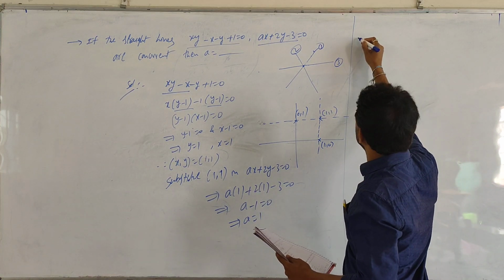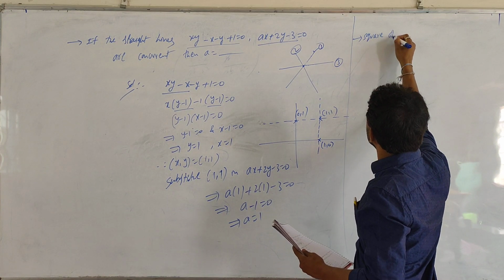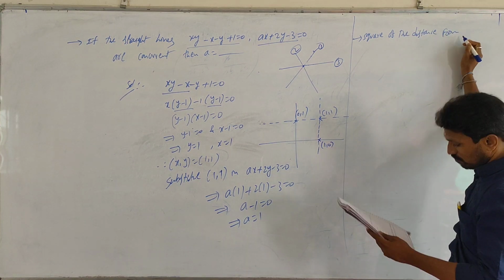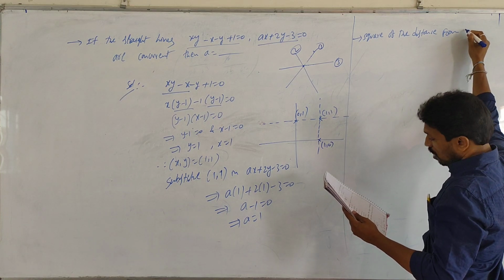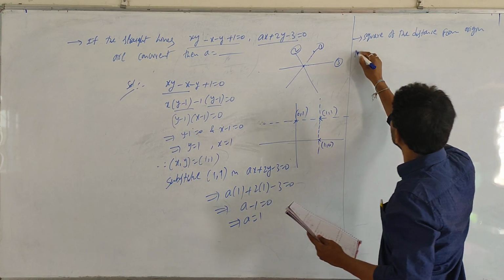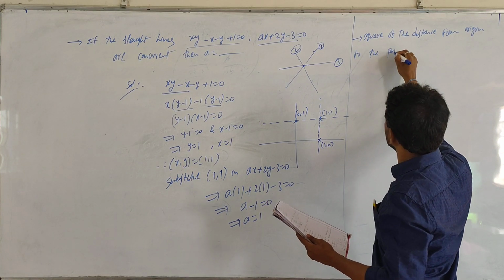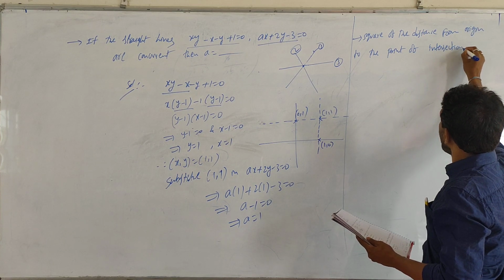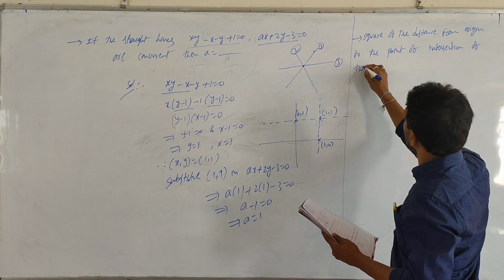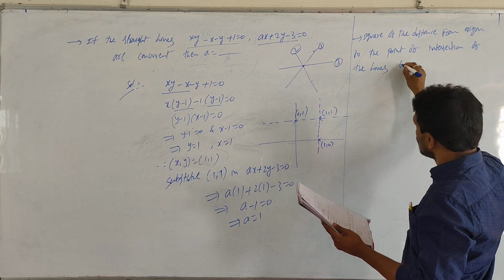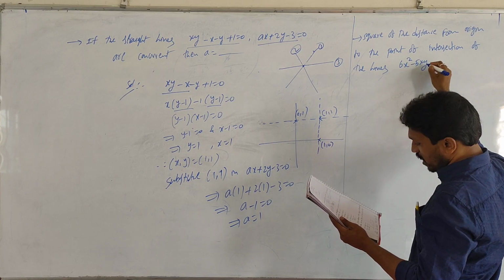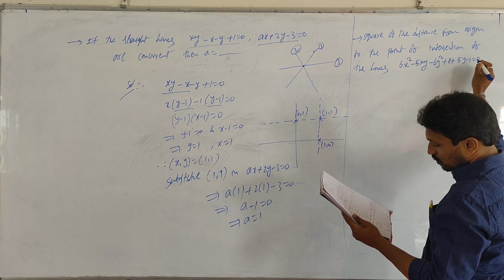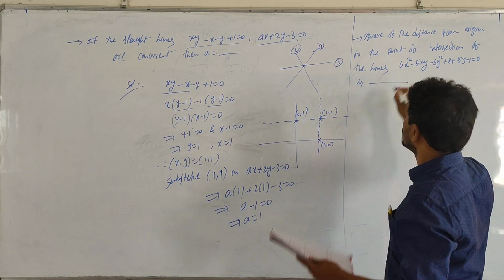Square of the distance from origin to the point of intersection of the lines 6x square minus 5xy minus 6y square plus x plus 5y minus 1 is equal to 0 is.